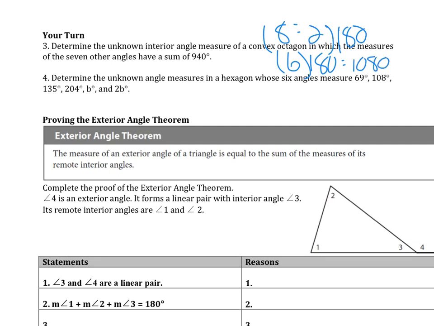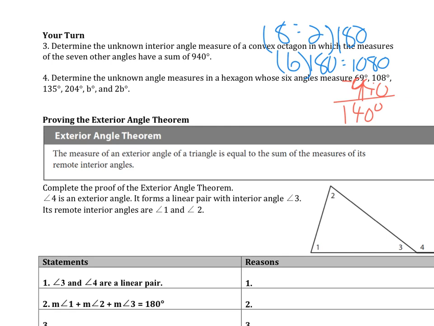Now, what other piece of information do they give us on that problem? 940. What does that 940 equal? How many angles? 7. So we don't care what each individual angle measure is. We just know that all 7 is 940. So if I want to find the 8th angle, and I know the total is 1080, and I know 7 of the 8 is 940, what are we going to do? Subtract. So we would take the 1080, subtract 940, and that gives us 140 for that problem.